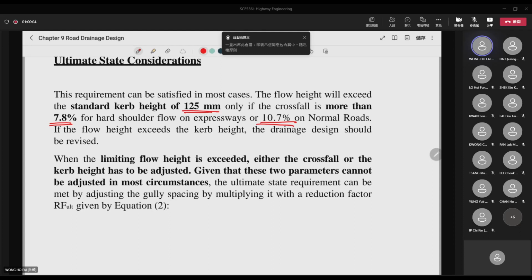Then you need to change the so-called cross fall or the curb height. Because the cross fall will affect the flow height, or if your curb height is not enough, you may increase the curb height. However, the cross fall or the curb height cannot be adjusted in most circumstances. And then, if that is the case, you need to reduce the so-called spacing of the gully. That means your current spacing is not okay. Then you should consider a so-called reduction factor to reduce the gully spacing.